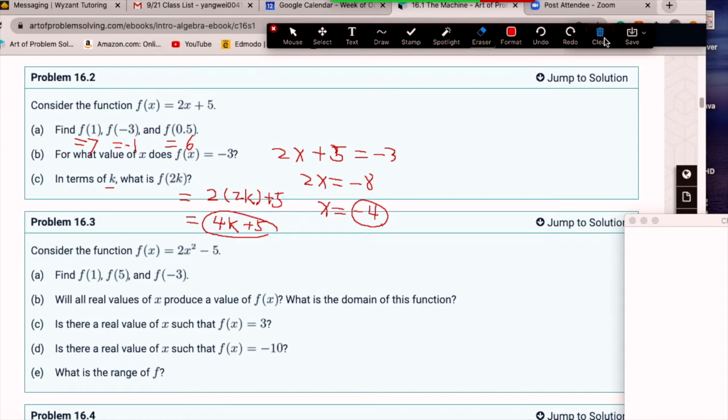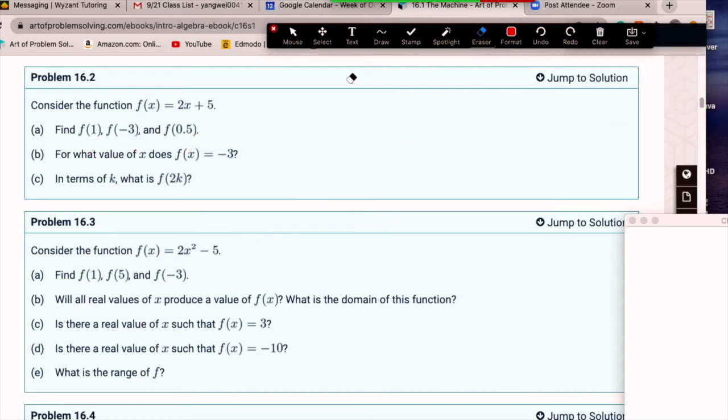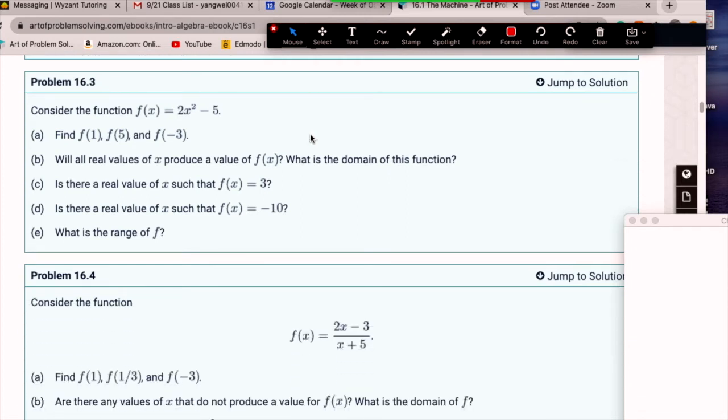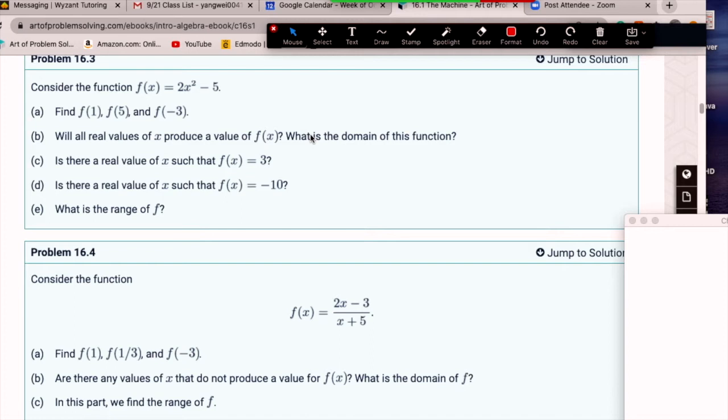Okay, now let's go to the next one. This one asks you to still calculate these function values, but this function is a quadratic function. It's not a linear function anymore, so it's a little bit harder.